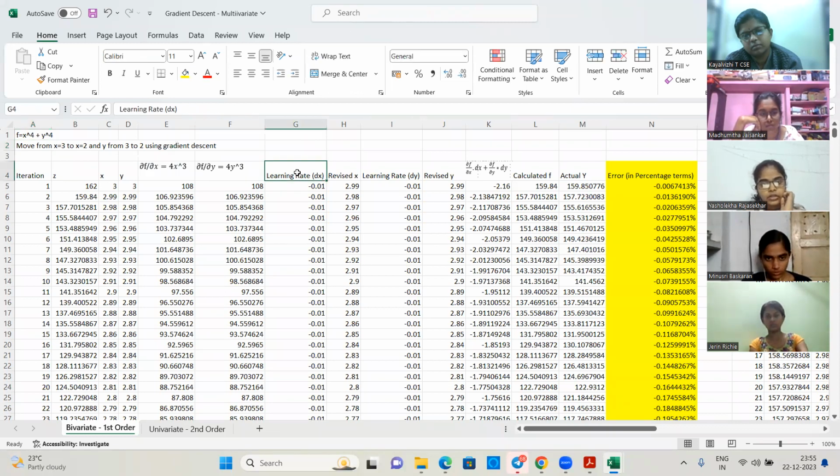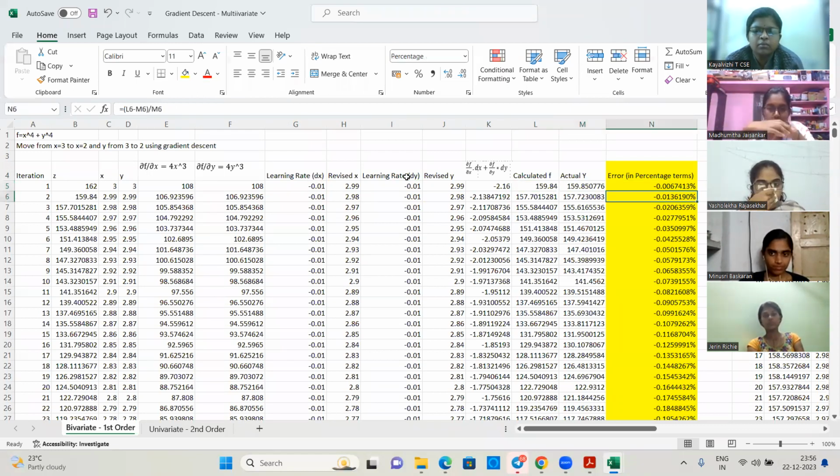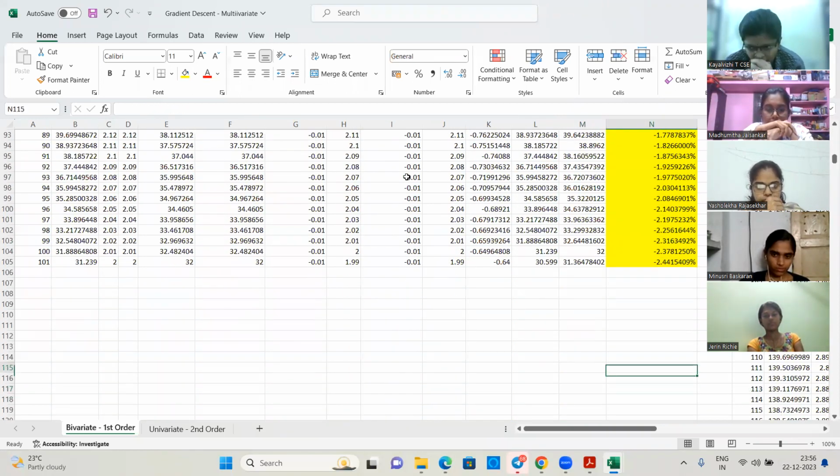If you think about it, it is no different from what we did earlier. The only difference now is I have 2 partial derivatives, ∂f/∂x and ∂f/∂y, and I have dx and dy. And I'm keeping it simple here. Just think of it as the same learning rate. dx is negative 0.01, dy is negative 0.01. And I do the same thing. I calculate f, I calculate actual, and then I do an error. And I do 100 iterations, I get negative 2.44.